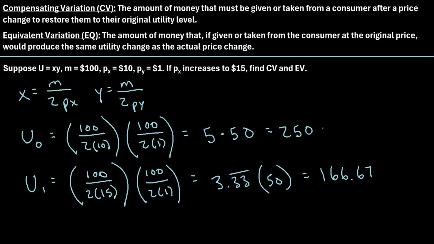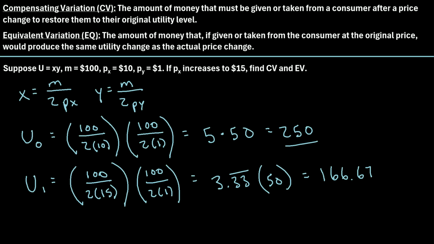So we can see that our utility drops. When the price increases, our utility drops from 250 to 166.67. And that's simply because when the price increases, we're not able to buy as much of good X. So it makes sense that our utility would decrease.